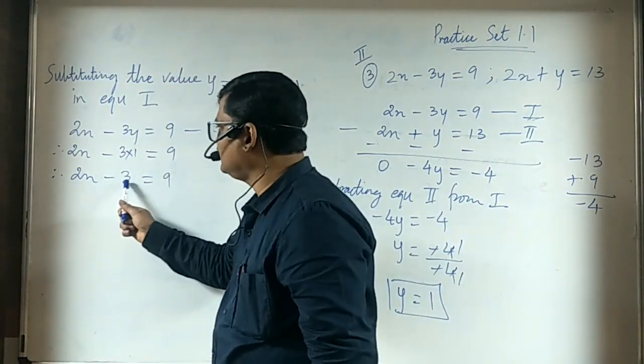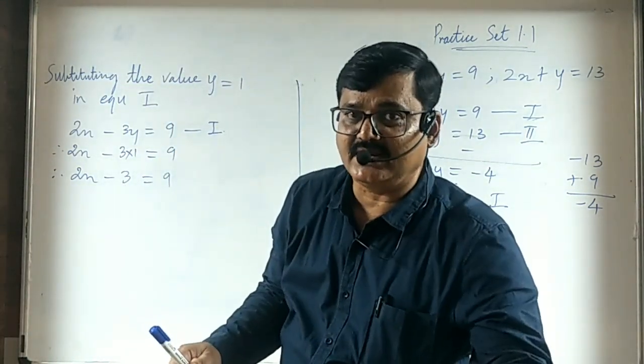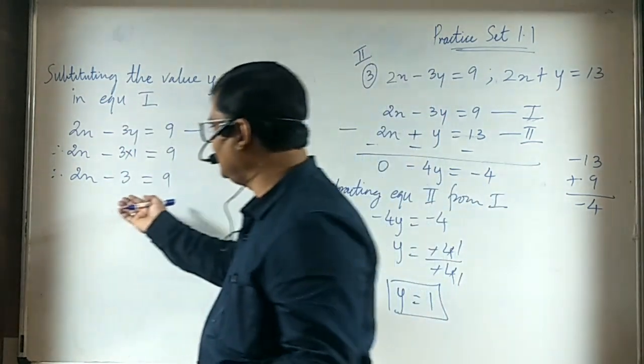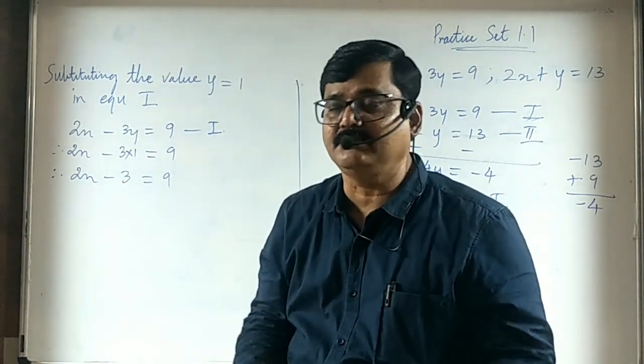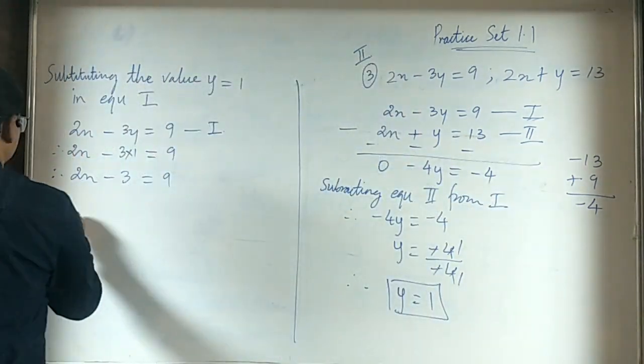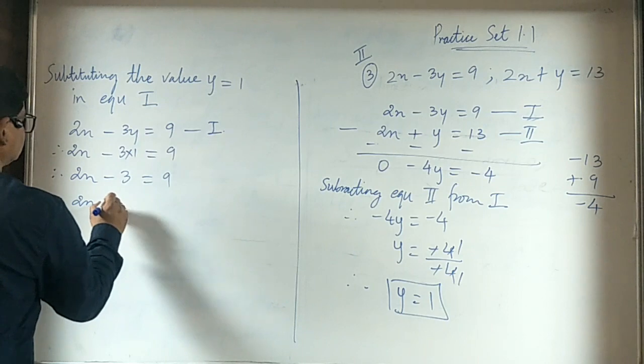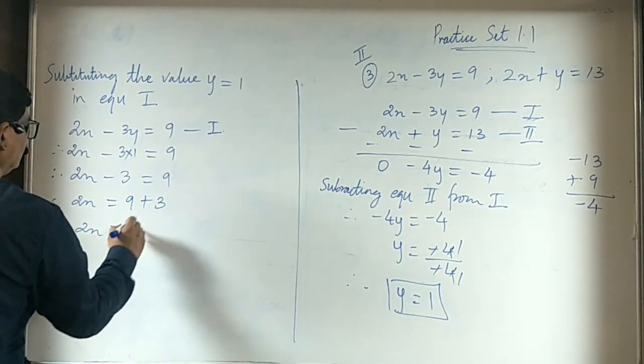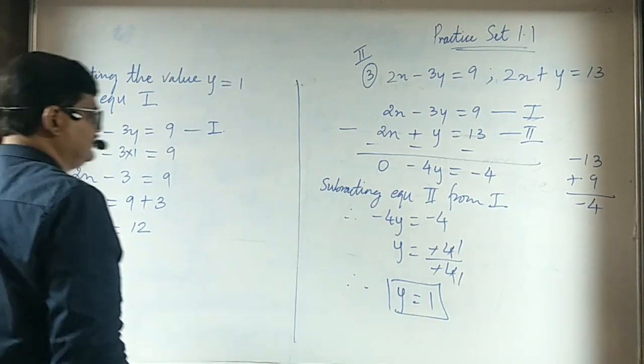But here you can see this 3 is subtracting on the left hand side, so it has to go to the right hand side. Negative will become positive, and you will get 2x is equal to 9 plus 3, and therefore 2x is equal to 12.